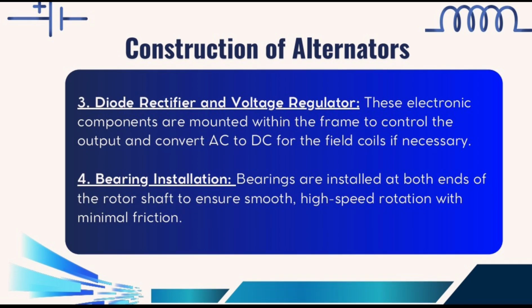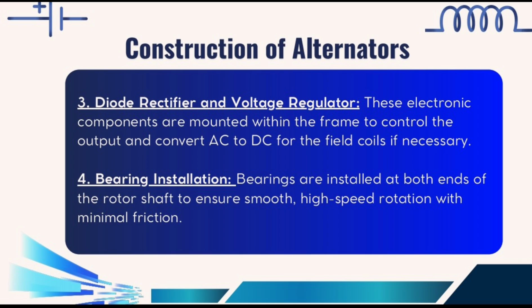And next is the diode rectifier and voltage regulator. These electronic components are mounted within the frame to control the output and convert AC to DC for the field coils if necessary. And next is bearing installation. Bearings are installed at both ends of the rotor shaft to ensure smooth, high-speed rotation with minimal friction.